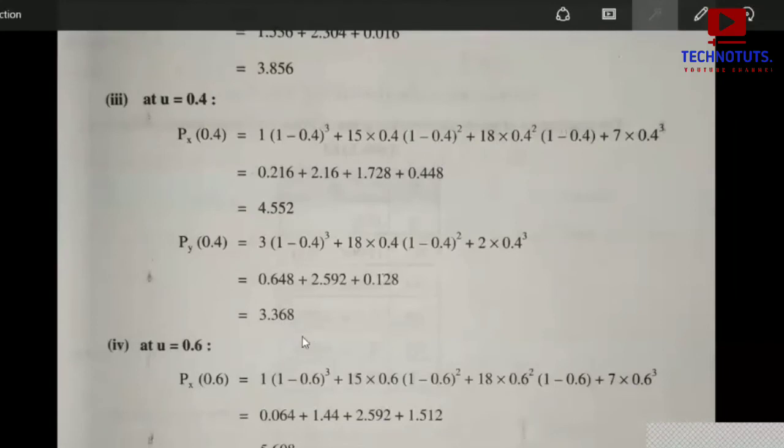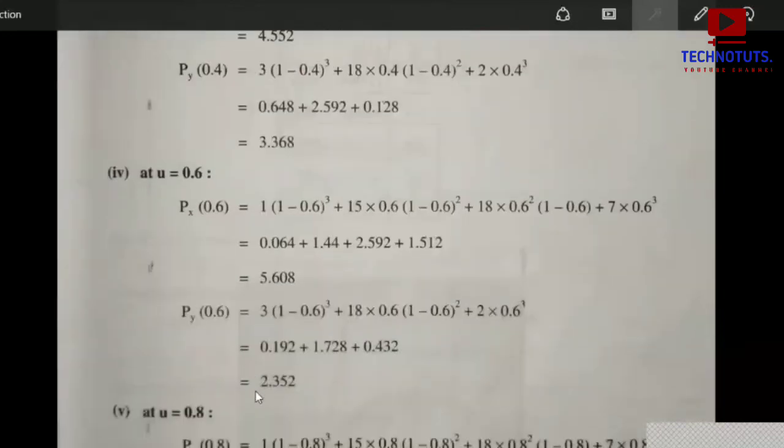In a similar way, when we substitute u equal to 0.6 in the parametric equations for the x and y coordinates, px of 0.6 is obtained as 5.608 and py of 0.6 is obtained as 2.352. So when u is 0.6, the coordinates are 5.608 and 2.352.